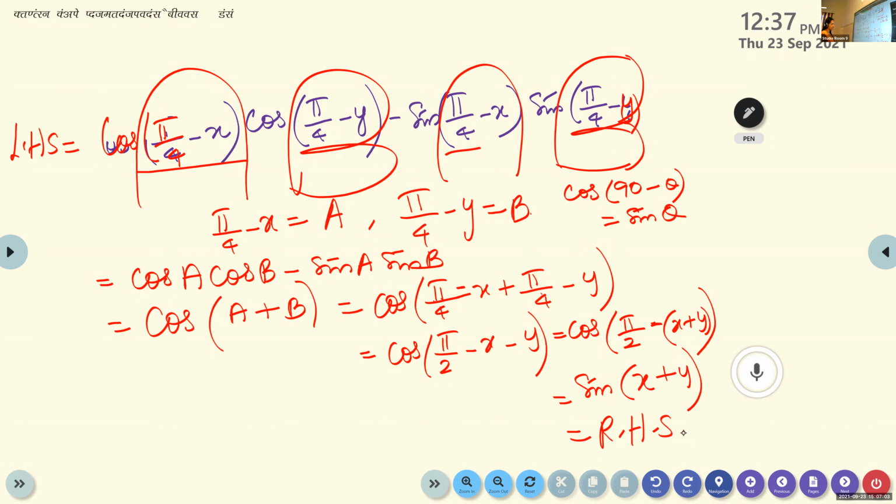We start from LHS. Pi by 4 minus x, you take it as a. When you go through the expression, you can understand pi by 4 minus x is repeated. Similarly, pi by 4 minus y is repeated. So you take pi by 4 minus x as a and pi by 4 minus y as b. When you substitute like this, it takes the form cos A cos B minus sin A sin B, which is cos of A plus B. So substitute it, simplify, and check whether you are getting the required result.